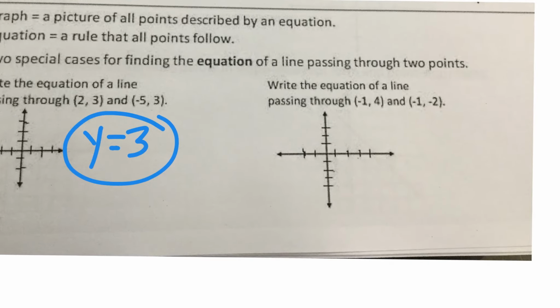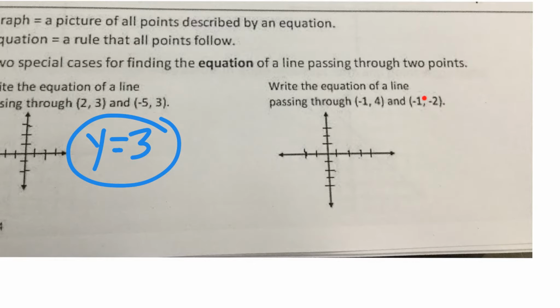And then when you look here at the next example, the equation of a line passing through negative 1, 4 and negative 1, 2, that time my x value never changed. So I know that my x value must be negative 1.